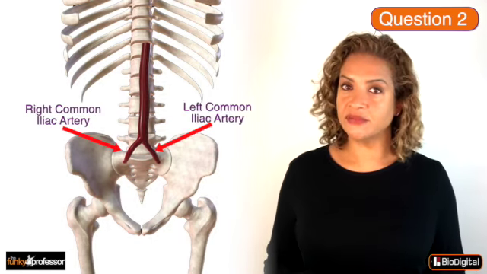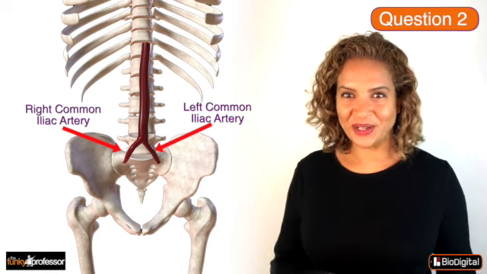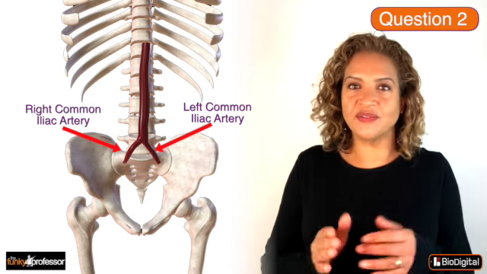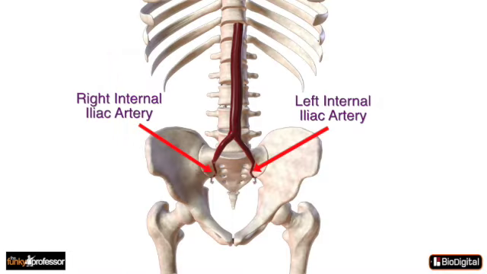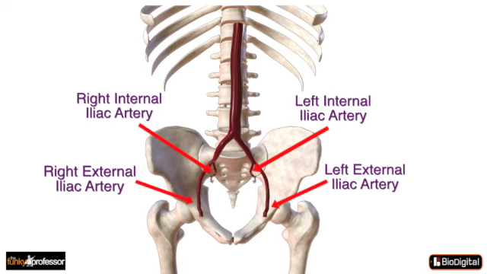Question two, the abdominal aorta divides into the right and left common iliac arteries, just left of the midline at vertebral level L4. Both these arteries go on to divide into the internal and external iliac arteries, which go on to supply the structures in the pelvis and the lower limb.